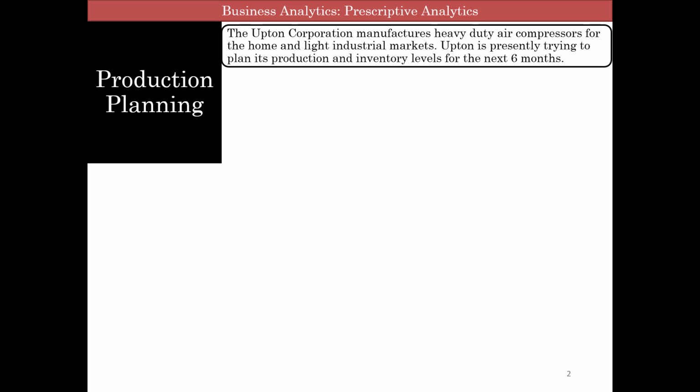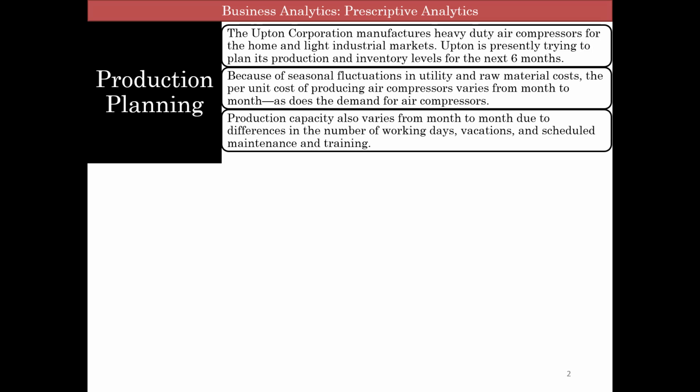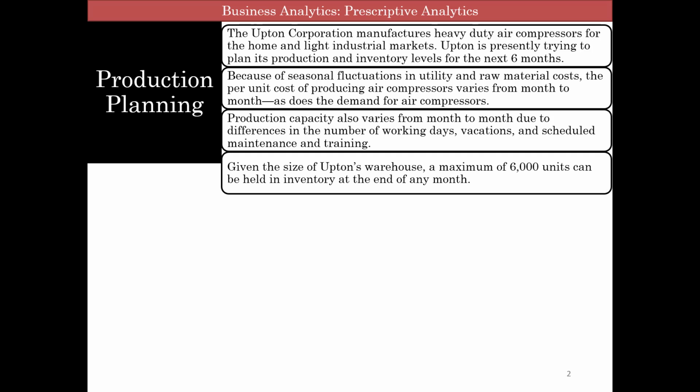So let's take an example of Upton Corporation that manufactures heavy-duty air compressors for home and light industrial market. They want to plan their production plan for the next 6 months, and because of seasonal fluctuations in utility raw material costs, the per unit cost of producing compressors varies from month to month, as does the demand for air compressors. So production capacity varies from month to month due to differences in working days, vacations, scheduled maintenance, and training.